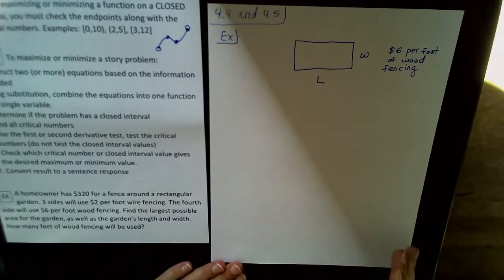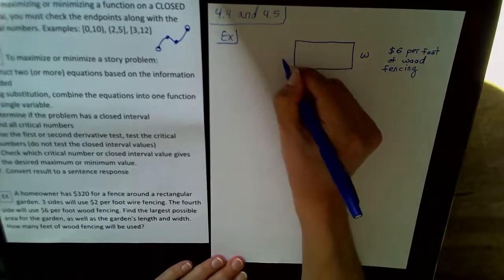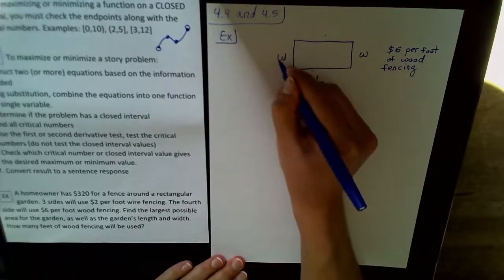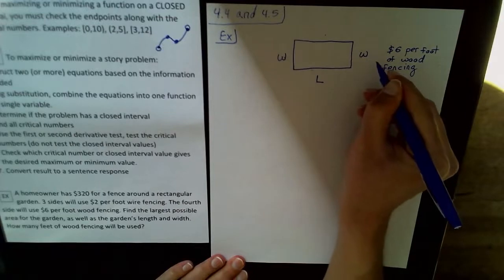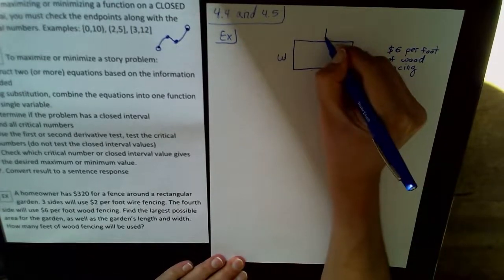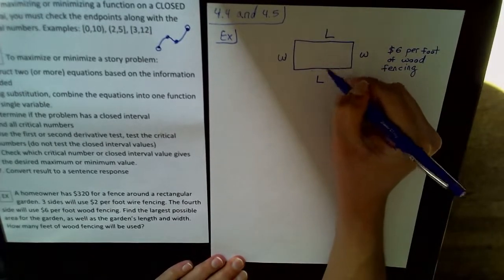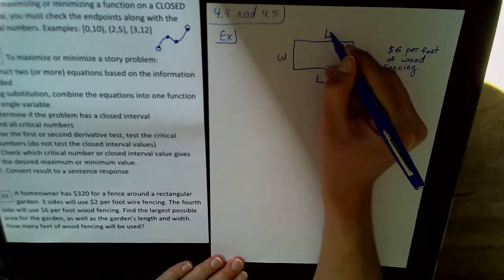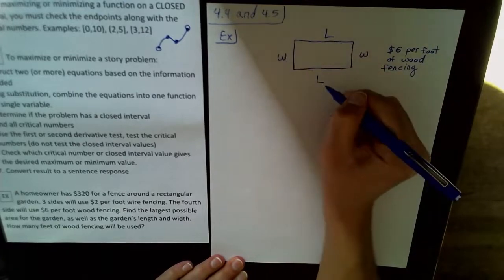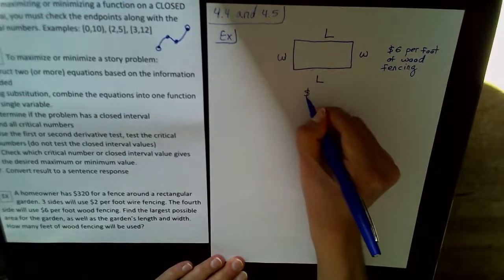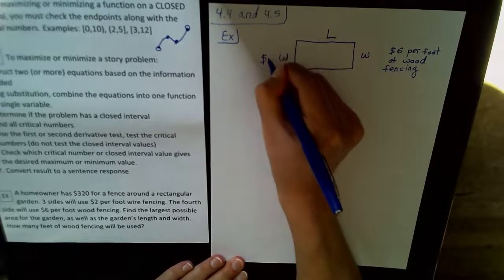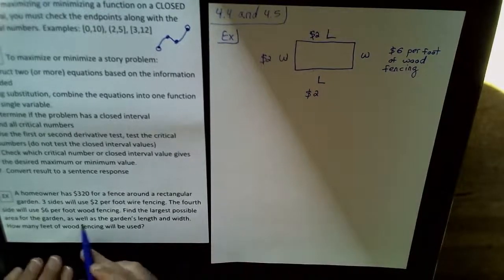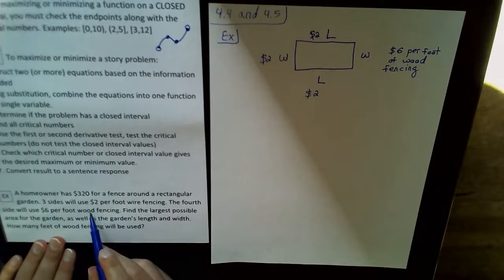Once we do that, that means the other 3 sides. So this is also W because it's a rectangle. Both of these opposite sides have to have equal lengths, and as do these 2 sides. So we have L and L, W, W. So L, W, and L will each have $2 per foot wire fencing, as the other 3 sides get the wire fencing.